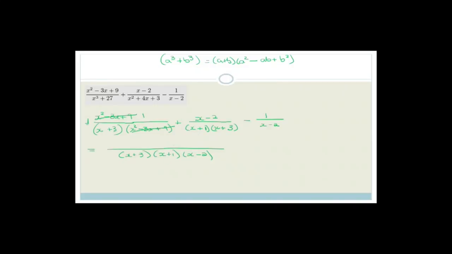Okay, so obviously that's a 1. Please remember that that's a 1 because we've divided them into each other and they left with a 1. So x plus 3 divides into x plus 3 leaves you with a 1. So we've got 1 times whatever's left, which is x plus 1, x minus 2. Plus these two into here leave you with x minus 2. So it becomes x minus 2 times x minus 2.